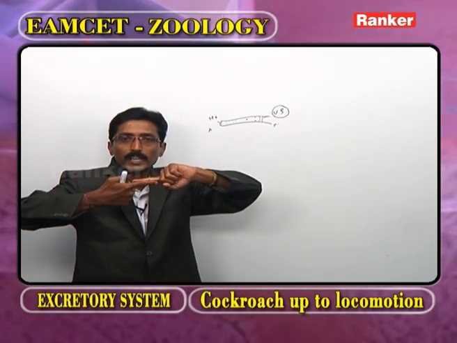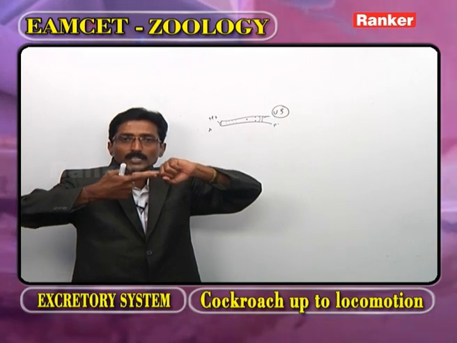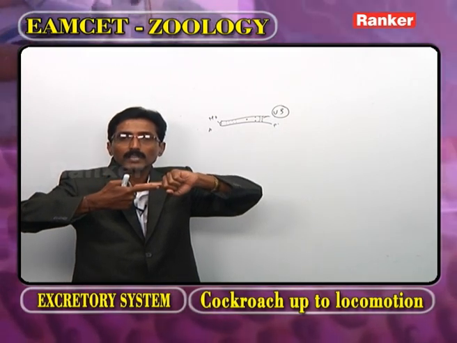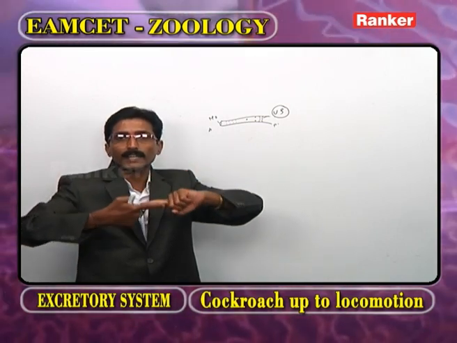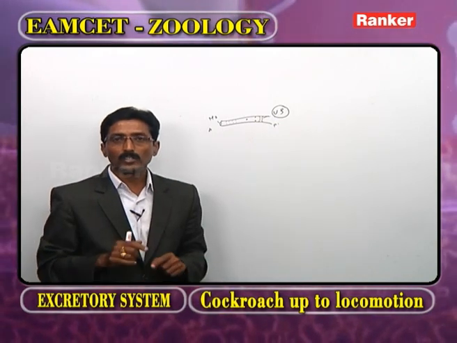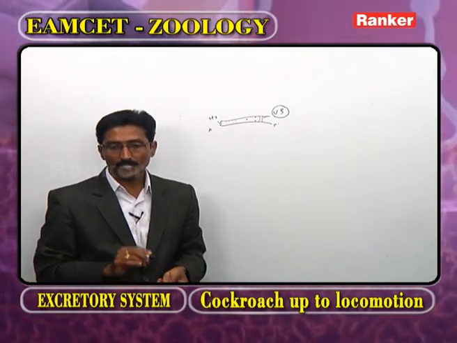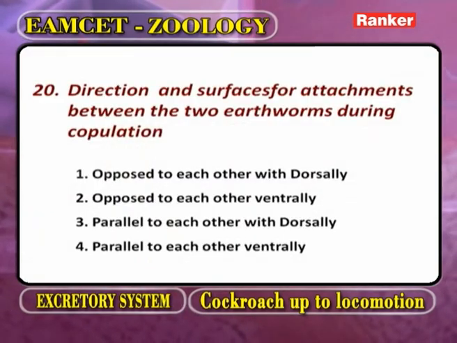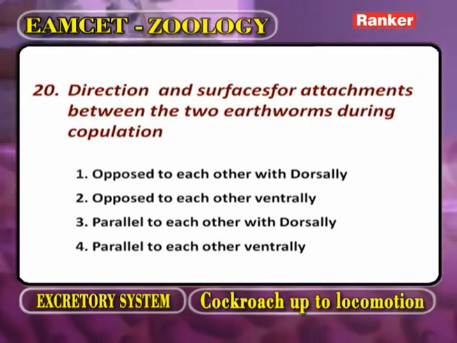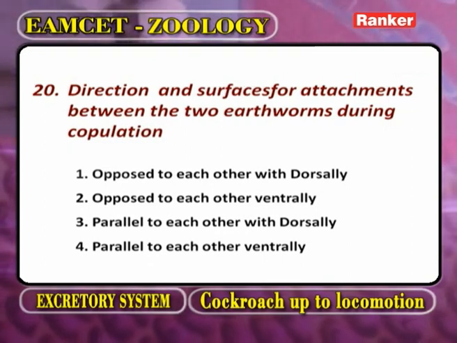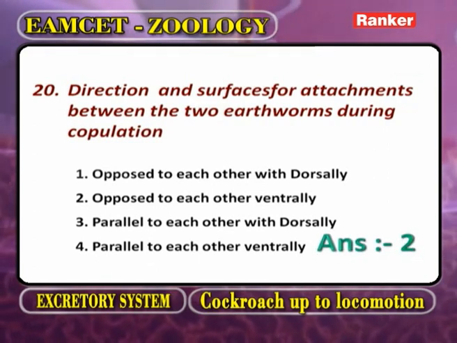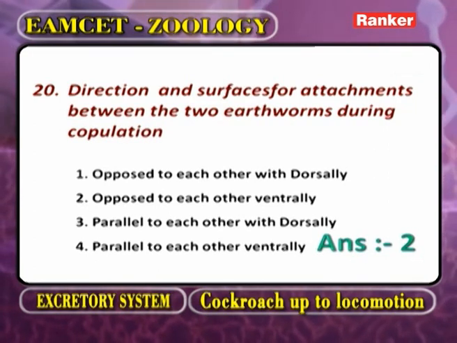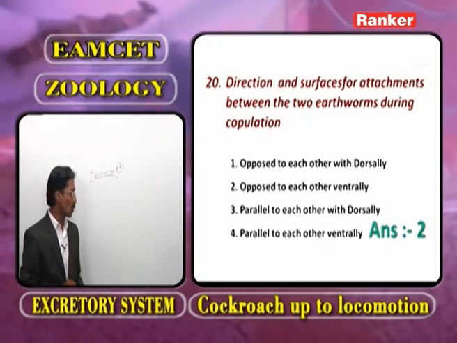At the time of copulation, the two earthworms are held by what type of structures? Genital papillae. What type of glands? Accessory glands. Based on this information, you have to identify the answer. Now first option, opposed, that means opposite to each other dorsally. Second, opposed to each other ventrally. Now what is the correct answer for this question? The second option. Now we go for the next topic, Arthropoda up to locomotion.